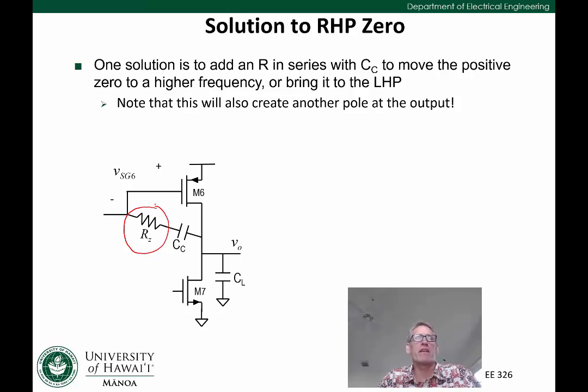You're adding another resistor, so we're going to end up with another pole. Generally, the pole that we're adding is not too much of a problem, but we do need to be aware of it because it can add some negative phase shift.